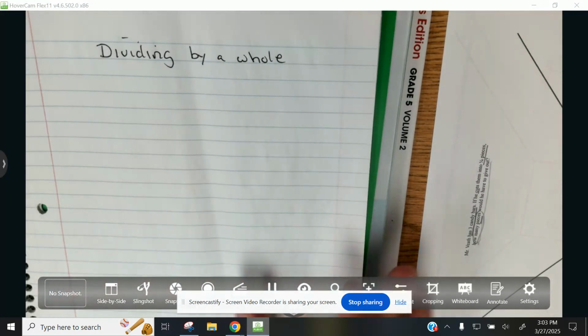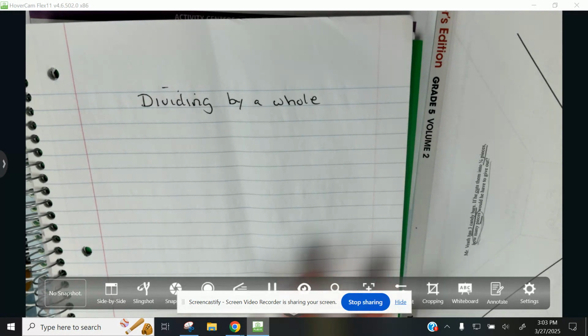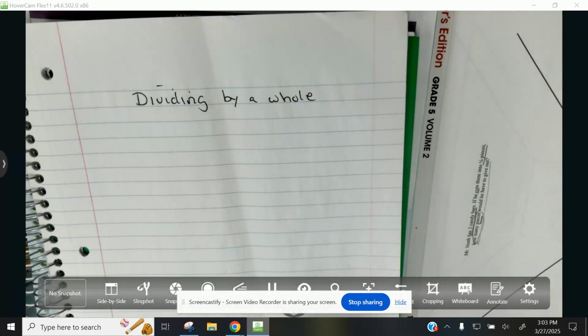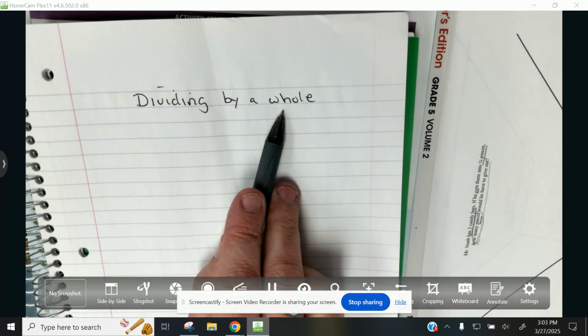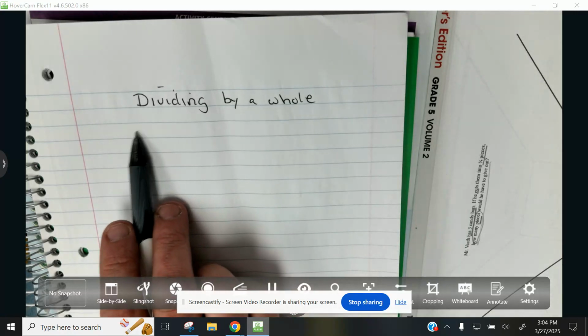Dividing by a whole. Now, when we do this, this is going to look eerily familiar to something we've already done. And if you've been paying attention in class, you already know that. Well, we know when we divide by a whole, we're going to get smaller, because anytime we divide by anything more than one, we go down. We know all our words, so we don't have to keep doing it.